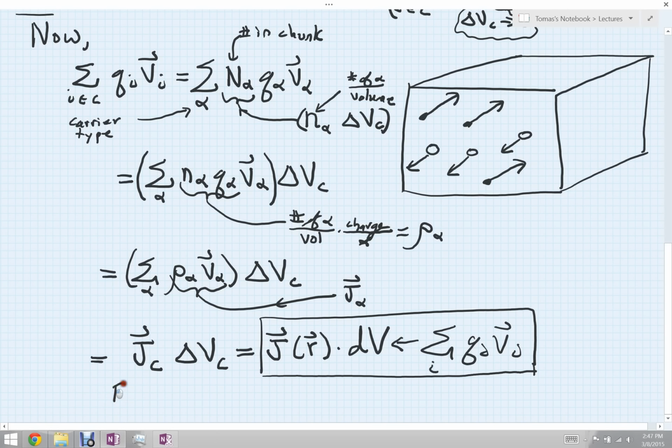And the final note I want to make before we wrap up this little part of the discussion is that when I did this, notice that the total current density that I associated with any little chunk was obtained by summing up over the different carrier types the standard formula for their individual current densities, namely their associated charge density times their associated velocity.